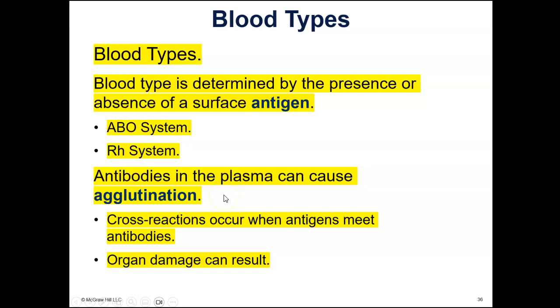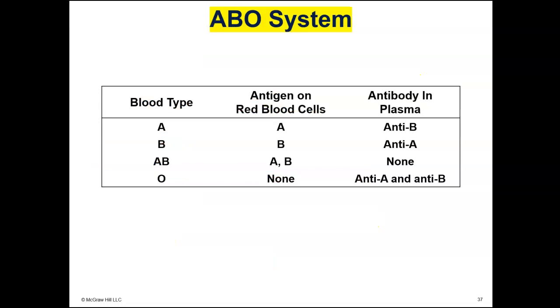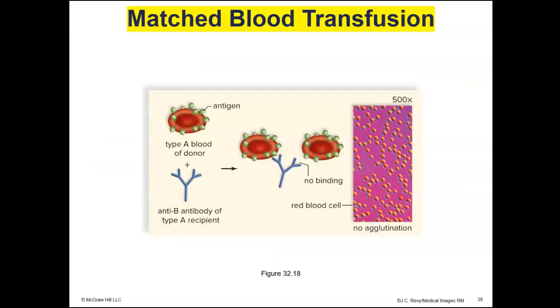If you are getting a blood transfusion and they give you the wrong blood type, a cross reaction can occur, and the antibodies in your plasma will cause agglutination or clotting, and that can lead to organ damage. It can even lead to death.